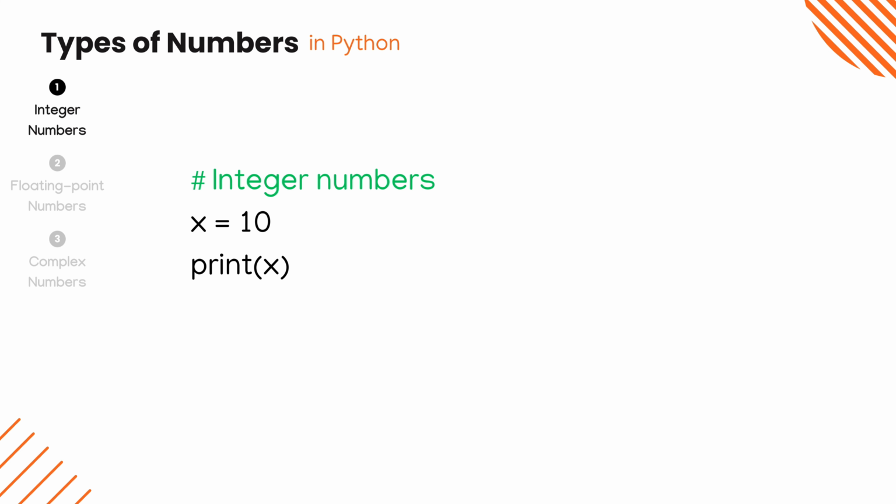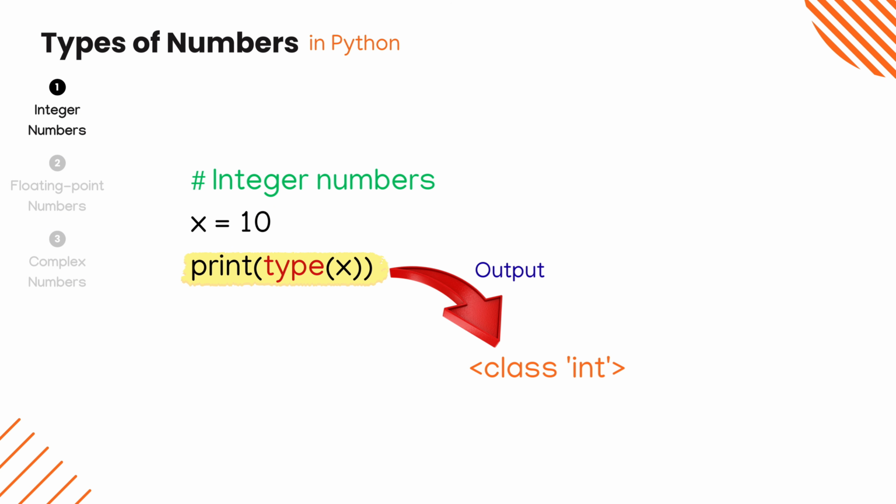Here, I'm creating a variable x and setting it to 10. If I run this, we get 10. If we use the type function to check the type, we get class int.